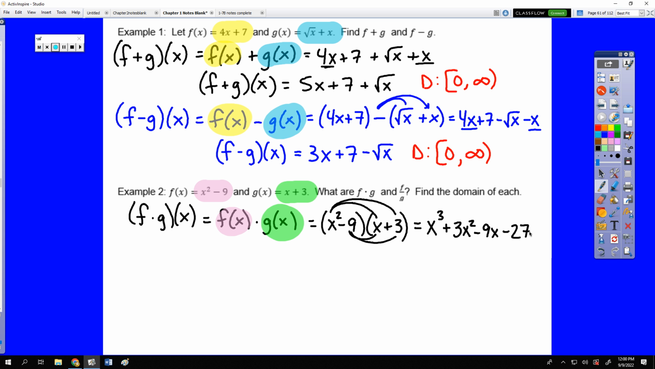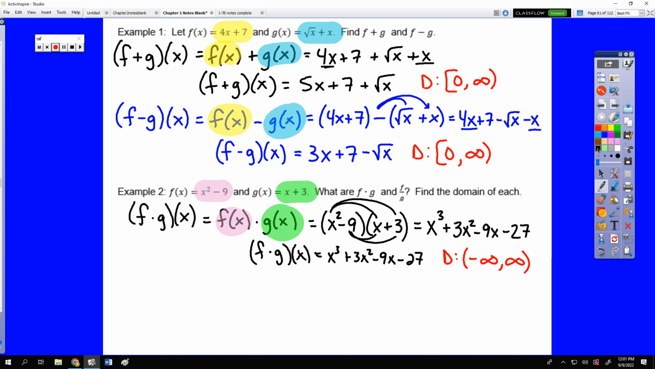That cannot be simplified because none of those items are like terms. So that is our answer, x cubed plus 3x squared minus 9x minus 27. That is a cubic function, which means there are no restrictions on the domain. The domain of that function would be negative infinity to positive infinity.